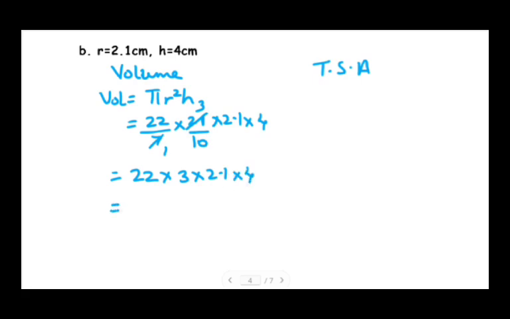Okay, that comes up to 5544, and the decimal goes here. So instead of this, it's 0.3. Yes. Because children, it is 3 upon 10. I just had written 3. And this is centimeter cube.